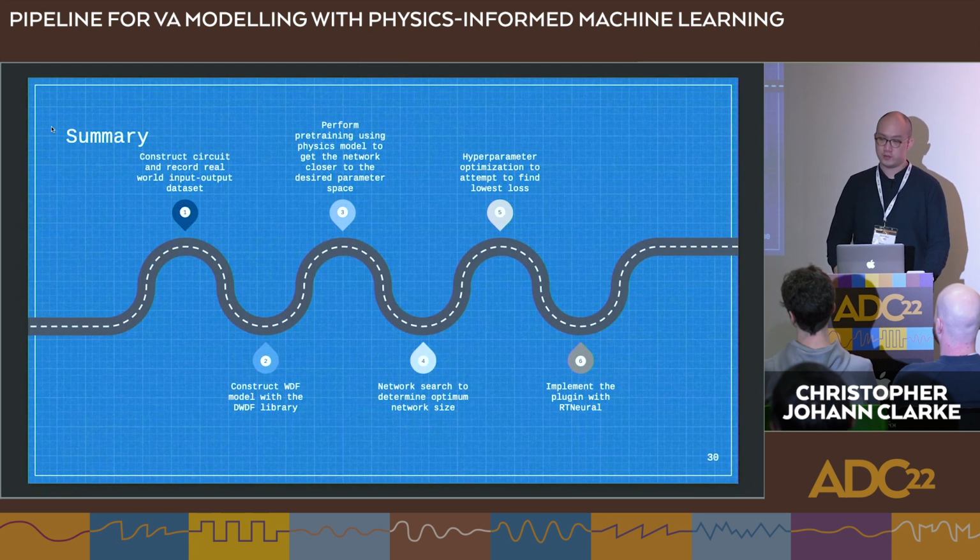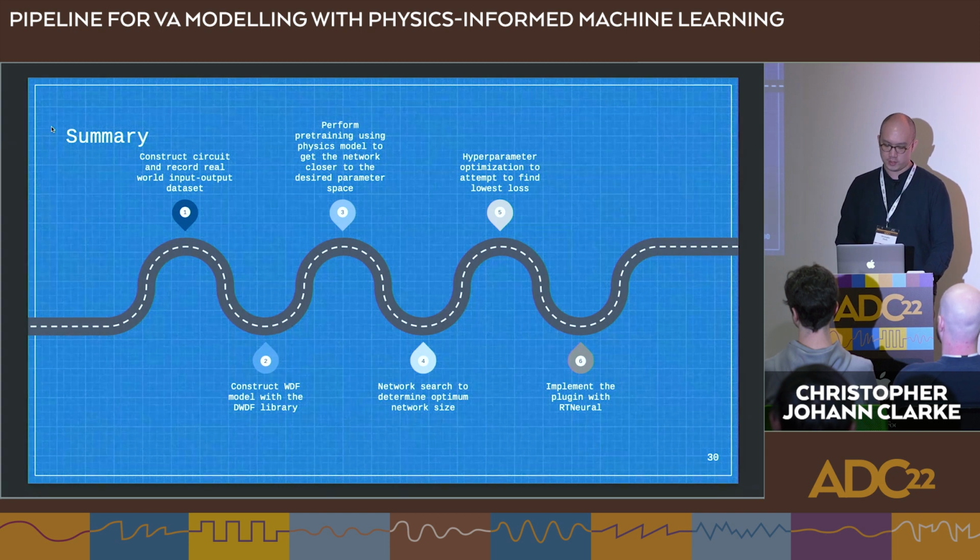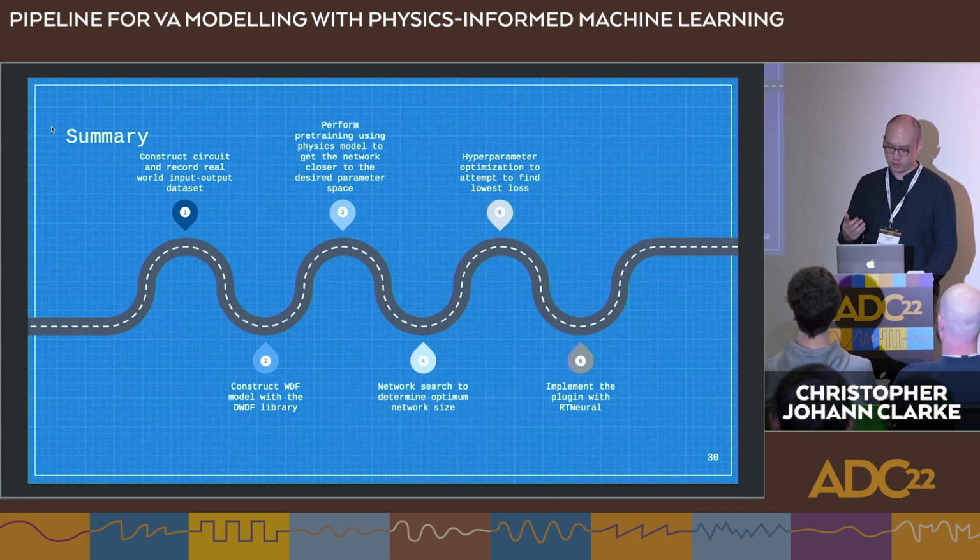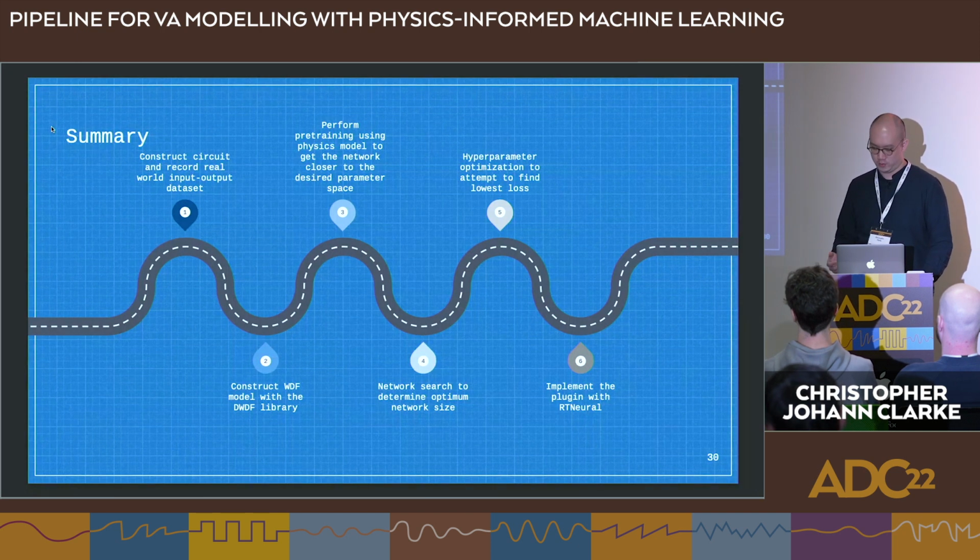In summary, although not like a just add water method, what we are doing can be boiled down to constructing the circuit and recording data in the real world. Then we construct the WDF model with the DWDF library. We perform pre-training necessary to bring the model closer to the desired parameter space. We conduct a network architecture search to determine the best network size. We can conduct some hyperparameter search to achieve the lowest loss possible for the chosen network. And then we implement the plugin with RT-Neural.